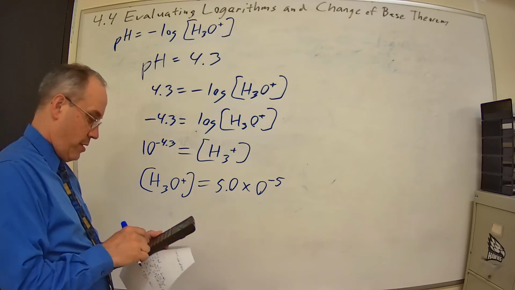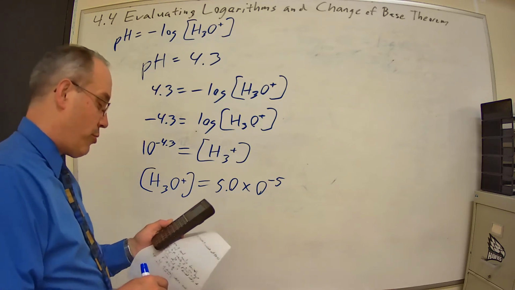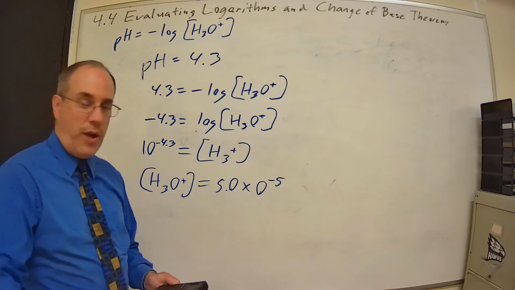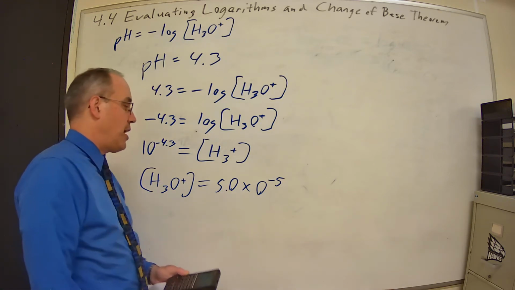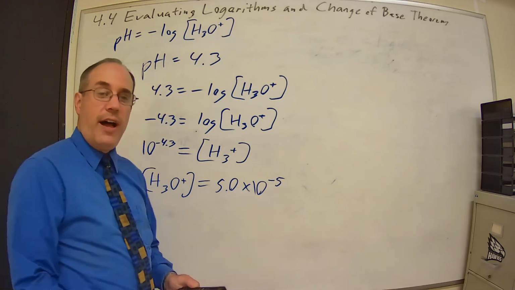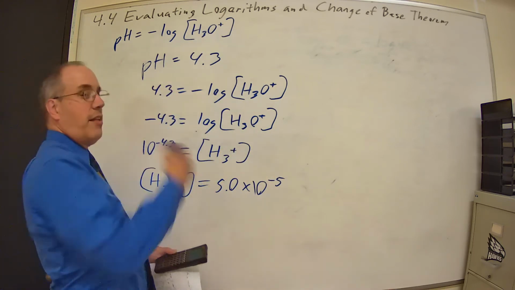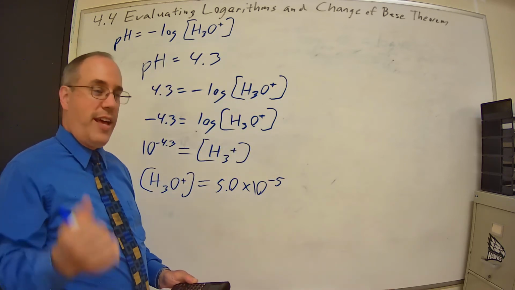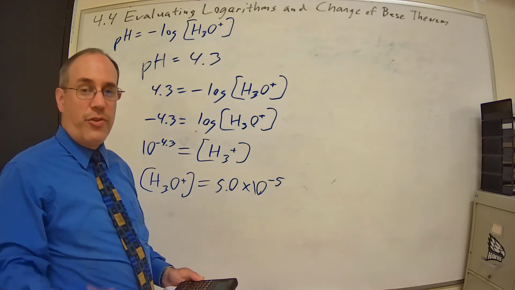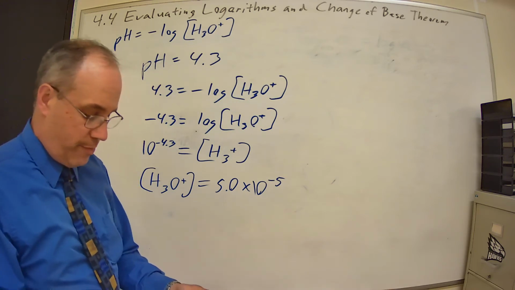There we go. And I get 5.01187233627 times 10 to the negative 5. So I rounded it to 5.0 times 10, don't leave out the 1, 10 to the negative 5. So we can work either way, and that's taking advantage of what we know about the inverses, right? We know that 10 to the something is the same as the inverse of log base 10. So really good to use.